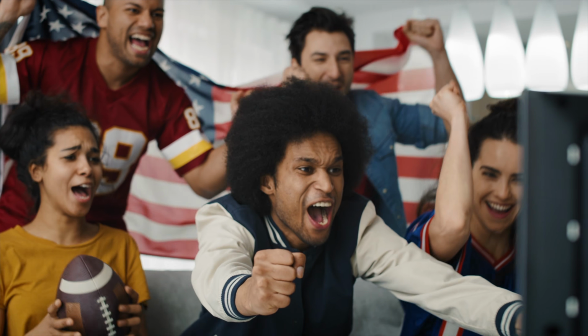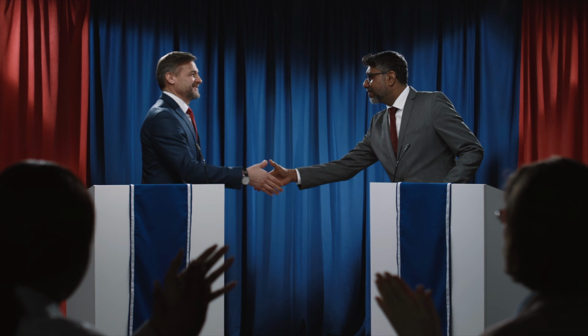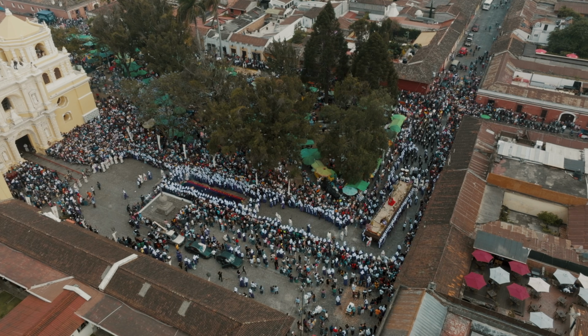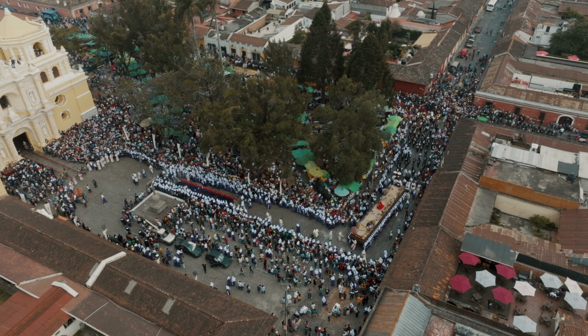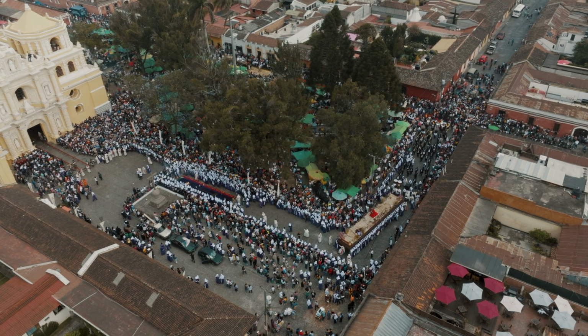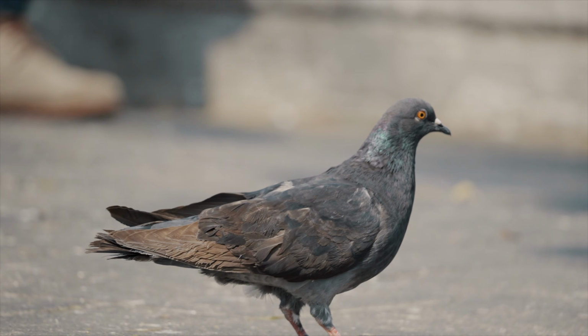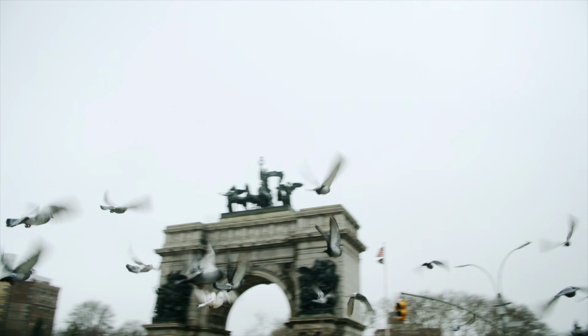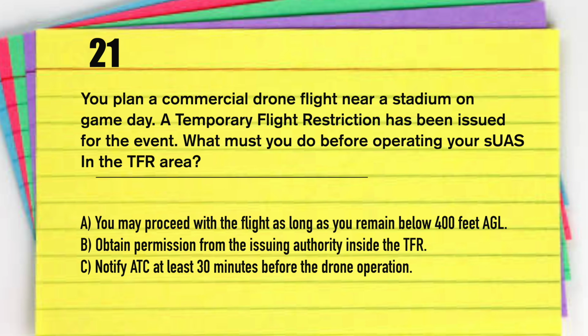If there's a special event, a Super Bowl, or a presidential visit, the Secret Service will request a TFR for safety and security, and the FAA will issue a TFR, and nothing, no drone, no helicopter, no airplane is allowed to fly in that area. Nothing can fly there. Well, unless you're a pigeon. Honestly, I'd want to stay clear from that area even if I was a bird. You can get into some serious trouble if you're flying in an area that has a temporary flight restriction. The only way you can fly there is if you obtain permission from the issuing authority.